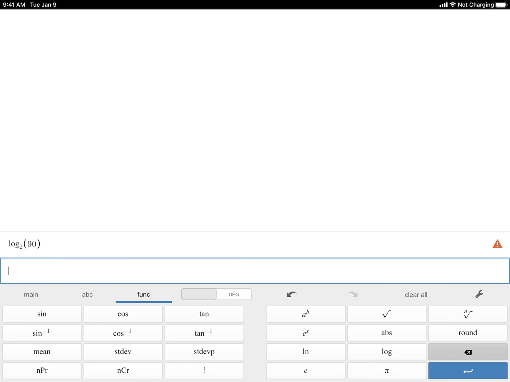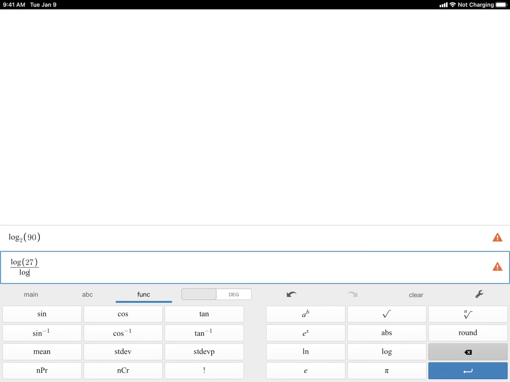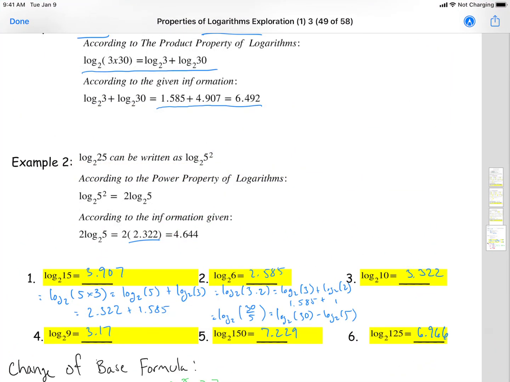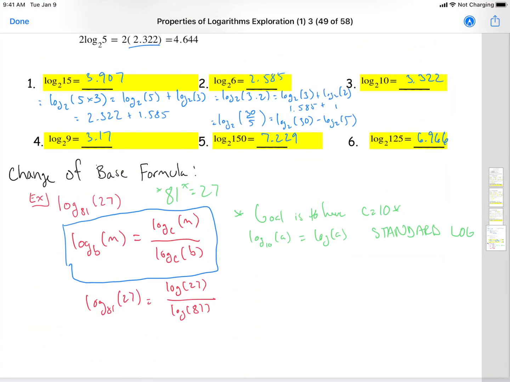So let's see, clear? I'm going to type it in. I'm going to go log of 27 divided by log of 81. And now I got my value, which ends up being 0.75, or exactly 3 over 4. So again, you're probably going, well, how did that turn out to be a perfect fraction? We'll talk about that in a second. So this ended up being 0.75, or 3 over 4.